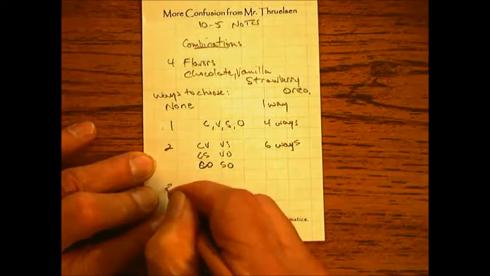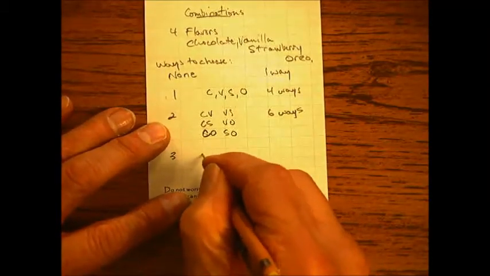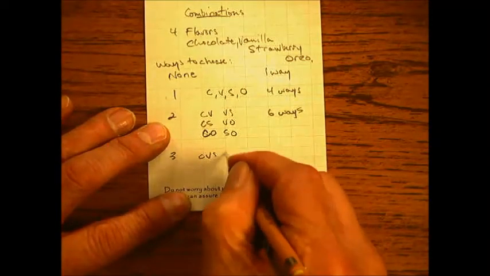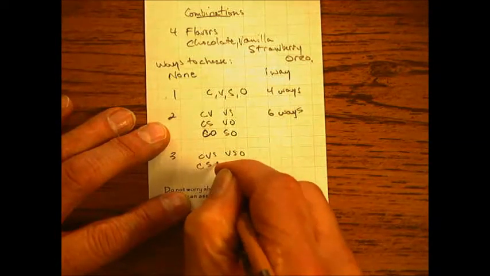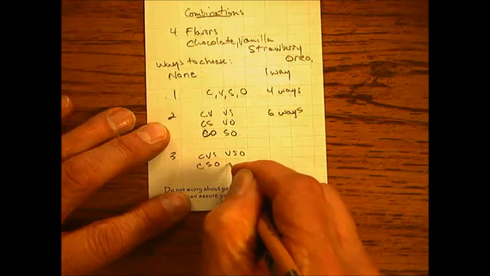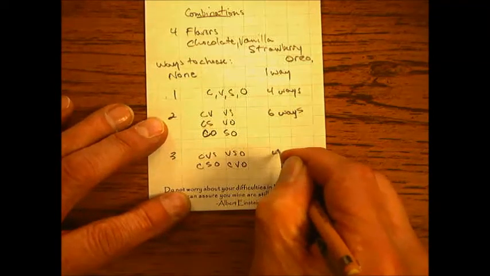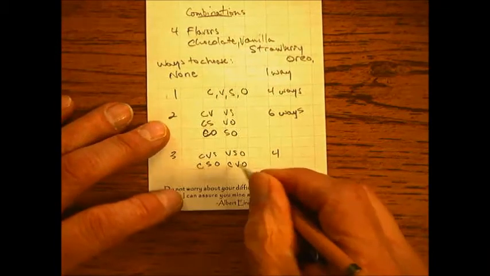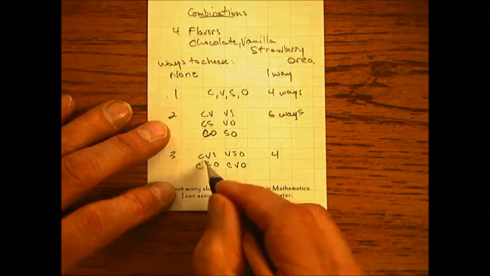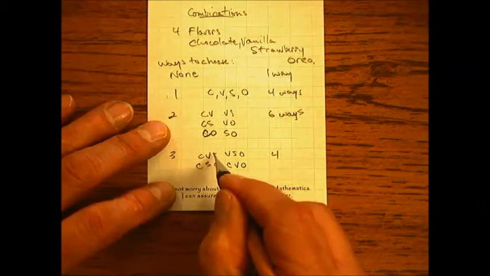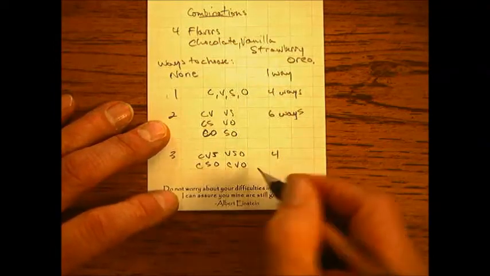The way that I can get 3 is I could get a chocolate, a vanilla, and a strawberry, a vanilla, a strawberry, and an Oreo, a chocolate, a strawberry, and an Oreo, or a chocolate and a vanilla and an Oreo. So there are 4 ways to get 3. And notice that when we're doing combinations, order doesn't matter. So a chocolate, vanilla, strawberry is the same thing as a strawberry, vanilla, chocolate. And so with combinations, order doesn't matter.